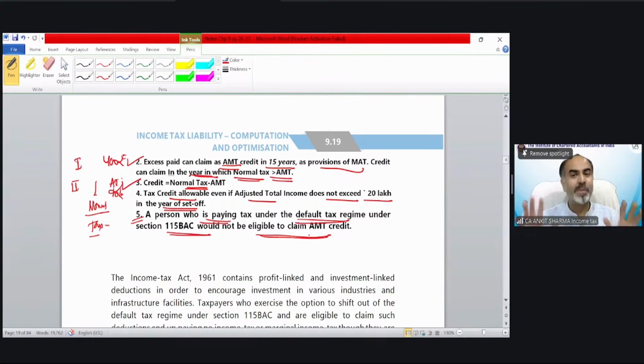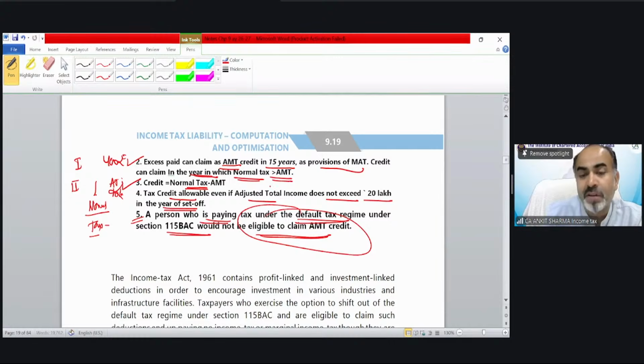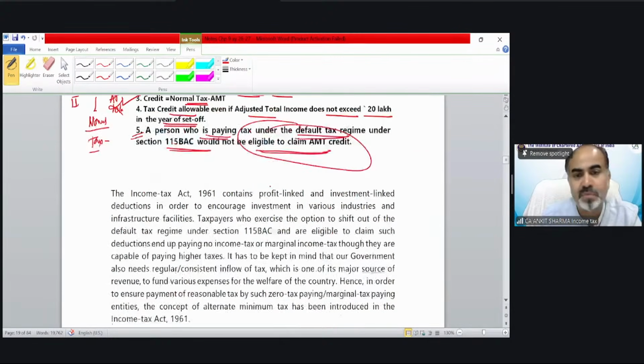So there is no need to apply the AMT provision when the tax is going to be paid under the default tax regime, and also, if tax is going to be paid under the default tax regime, the AMT credit cannot be utilized. So please understand, the AMT credit is not applicable if the tax liability is being paid under the default tax regime.